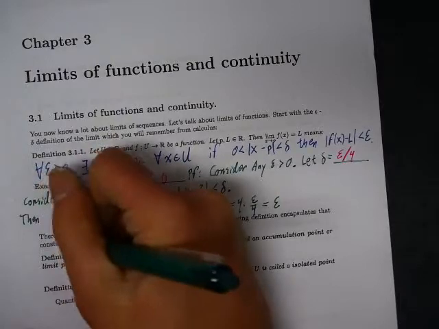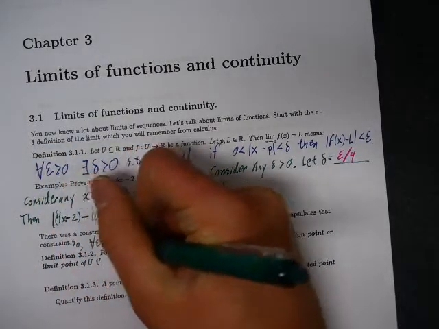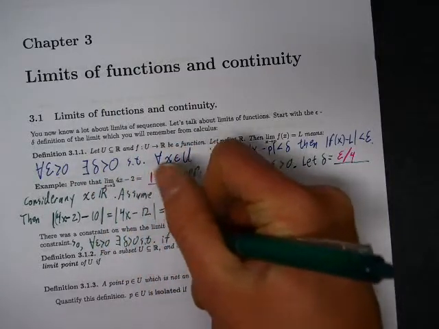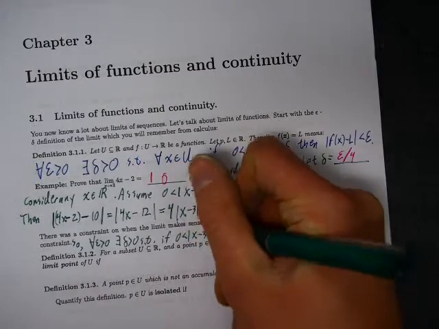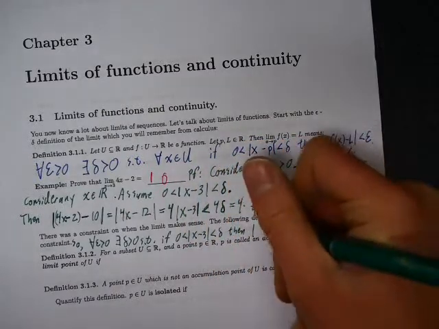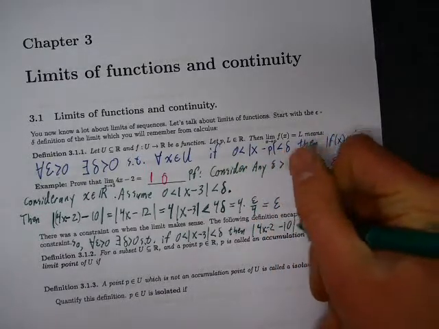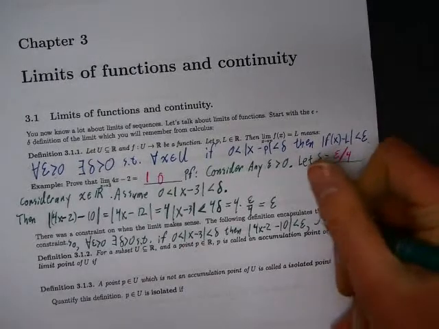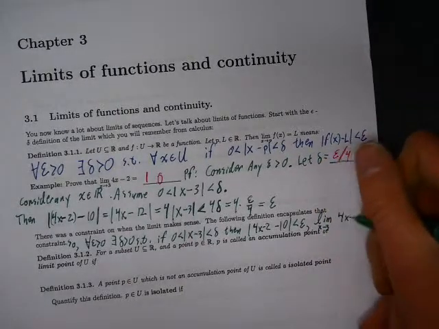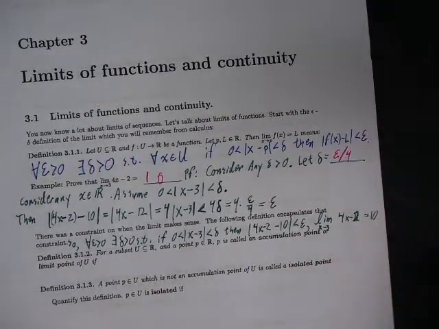So, summarizing, for every epsilon bigger than 0, there exists a delta bigger than 0, such that if 0 is less than the absolute value of x minus 3 is less than delta, then the absolute value of f of x minus 10 is less than epsilon, meaning that the limit as x approaches 3 of 4x minus 2 is equal to 10.